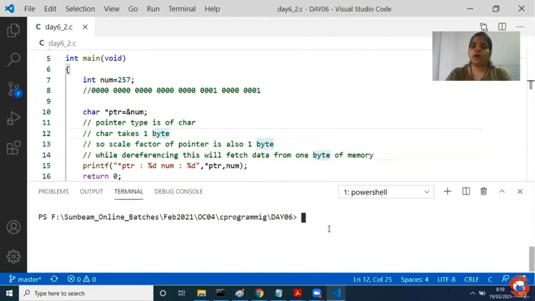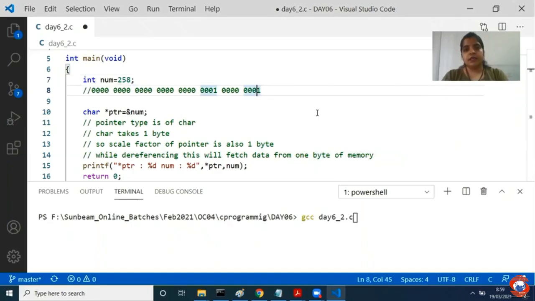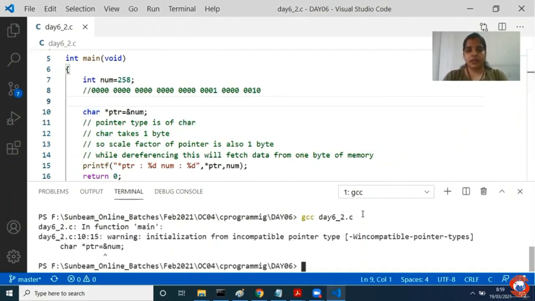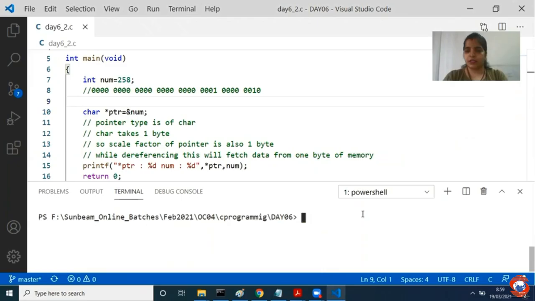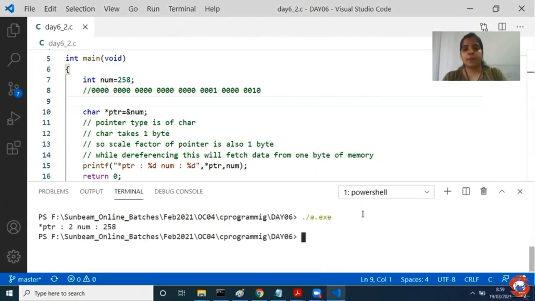Let us observe the output now. Let me say I'm writing 258. Can I say 258 can be represented like this? This is 256 plus 2, this is 258. अब हम observe करते हैं कि this is giving me just warning. Let us ignore it and check the output.